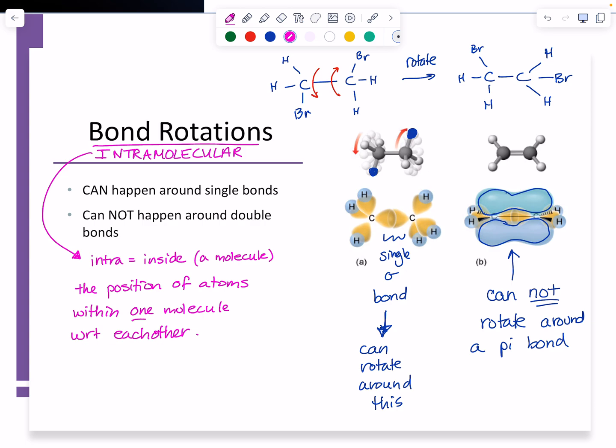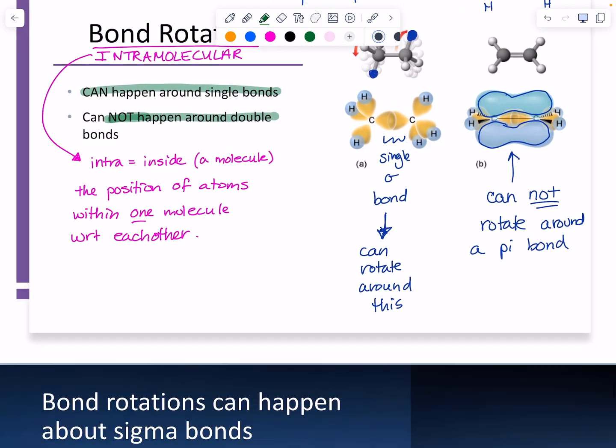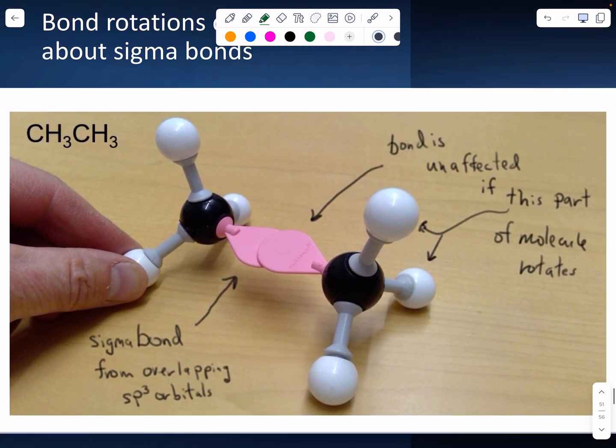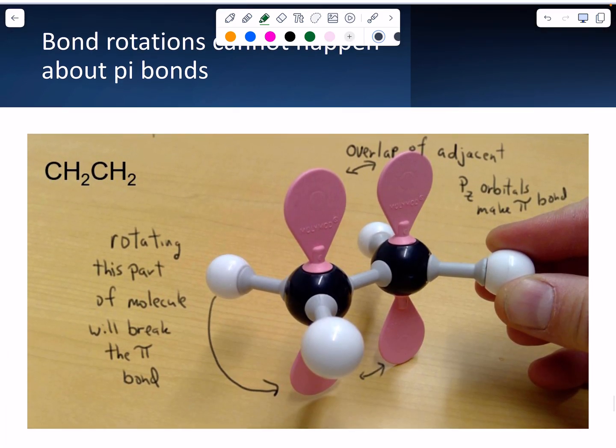All right, so the take-home message is that rotation can happen around single bonds and cannot happen around double bonds, okay? All right, so this is just showing you with a model, okay? If this part of the molecule rotates, the bond, that overlap is going to be unaffected. But pi bonds, again, we represent as overlaps between these things over here, the p orbitals.